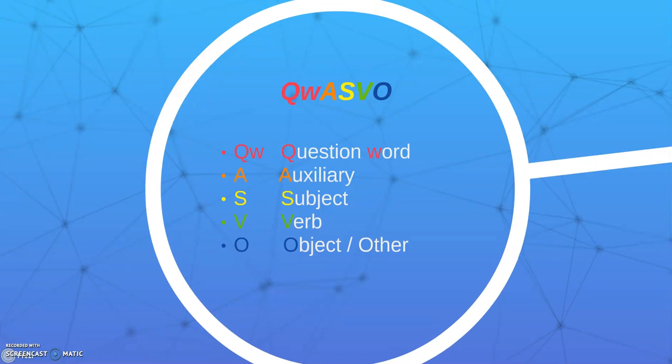First of all, QUASVO is an acronym to help us remember the order of the elements of a question. So here in the first place, we have QU, which stands for question word. Then we have A for auxiliary, S for subject, V for verb, and O stands for object or other for the rest of the sentence. So this is the order in which the different elements should appear in a question. This still may seem vague, so we will go over examples for each of these elements.